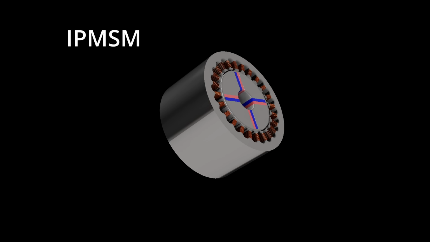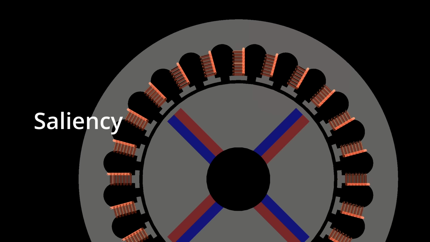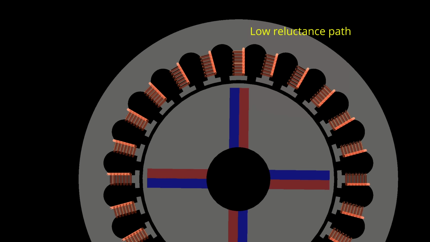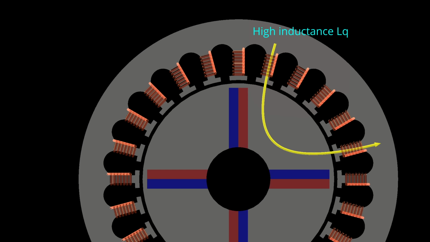In interior PMSMs, or motors with permanent magnets embedded inside the rotor, the inductance values on the D and Q axes of the rotational reference frame are different. This difference in inductance values, LD and LQ, is what is referred to as saliency. On the D-axis, the reluctance path is high because the magnetic flux must pass through the permanent magnet, resulting in low inductance. Meanwhile, on the Q-axis, the reluctance path is low, resulting in higher inductance.